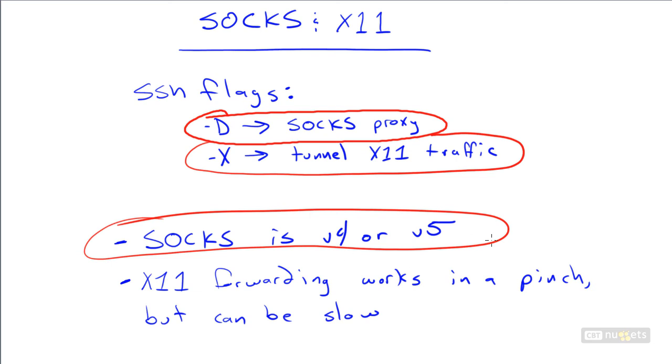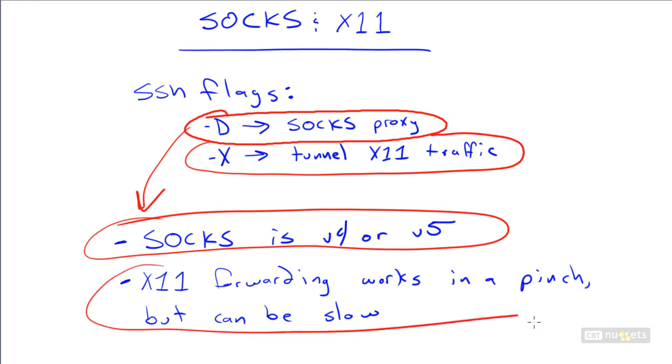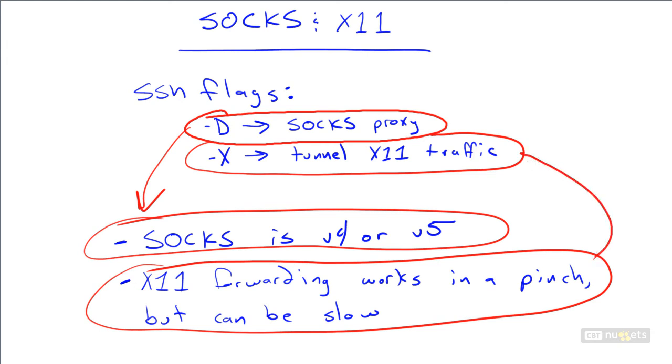This is important information: SOCKS is either version 4 or version 5. It supports both version 4 and version 5 of the SOCKS protocol when you're using this. And then X11 or X Windows forwarding, it'll work in a pinch. It's not something you want to use all day long. It can be kind of slow, especially if you're using an internet connection to use it. But if there's just a GUI program you need to run on a remote server and you need to have the GUI on your local machine, this can work in a pinch, and it can be amazingly powerful.